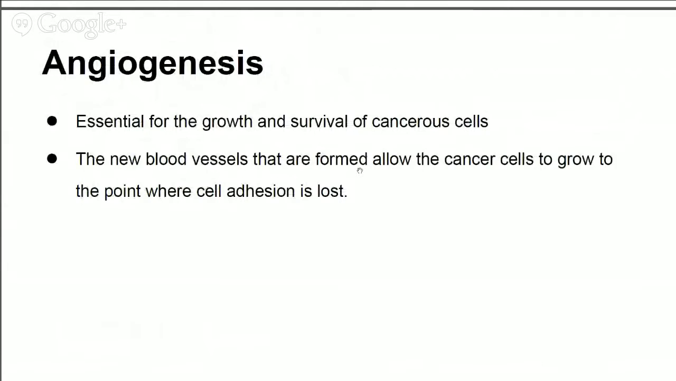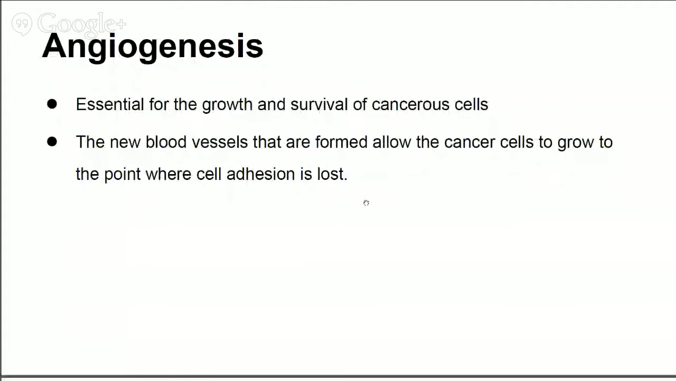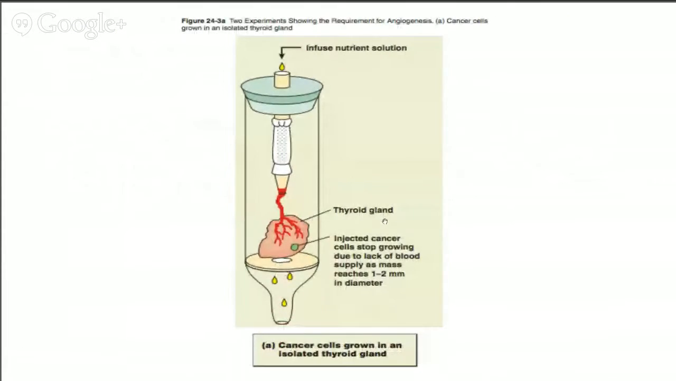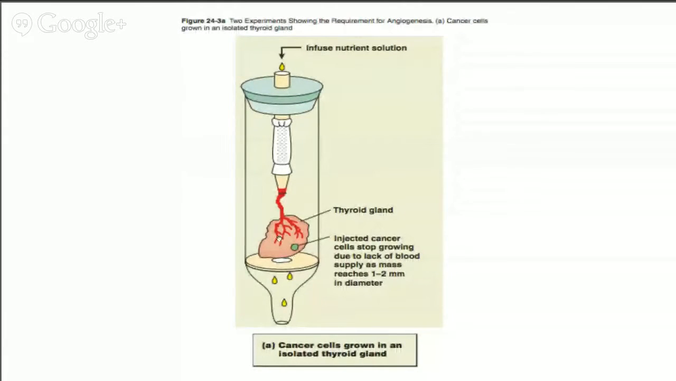Angiogenesis is the process of growth of blood vessels. It's a normal process that happens throughout the body. With tumor cells, in order to grow, they need the nutrients that a blood vessel would supply, and that would help it grow. So this is just an example of that. Here we have a thyroid gland, and they have injected this with cancerous cells. The cells ended up stopping growth because they didn't have the nutrients that a blood vessel would supply.